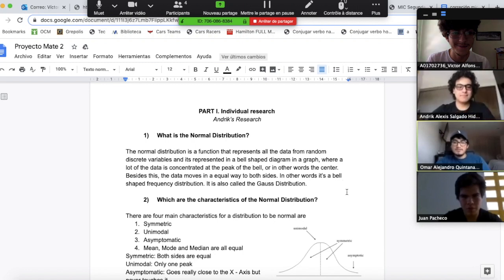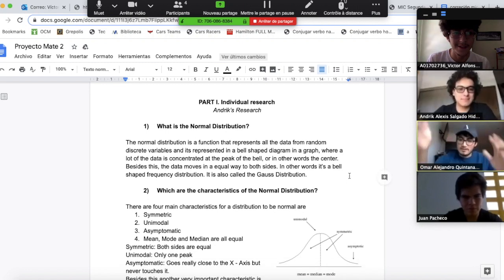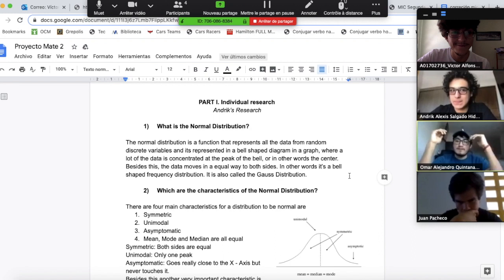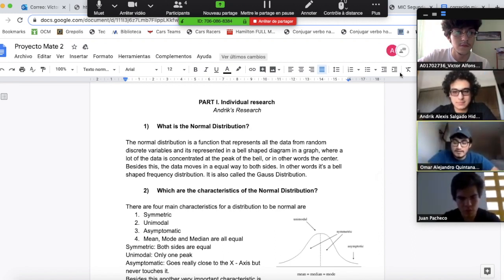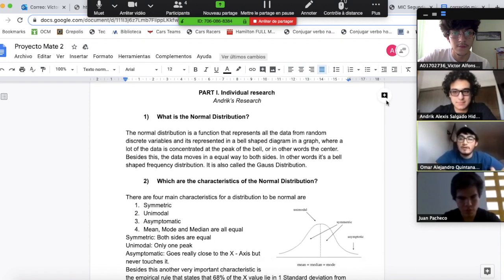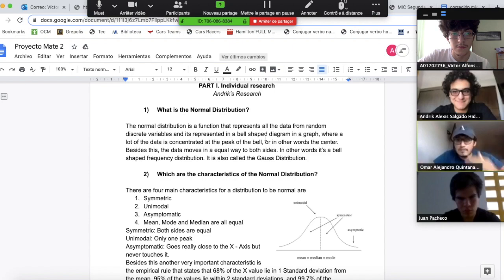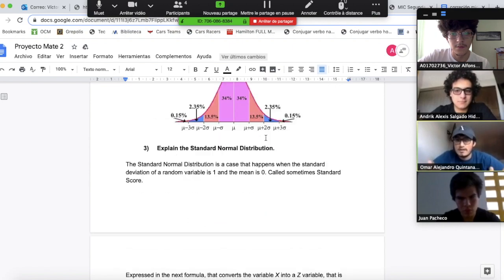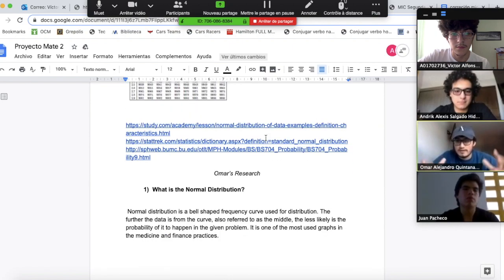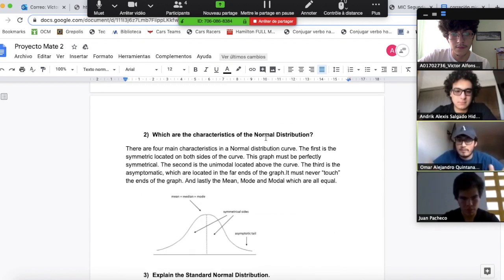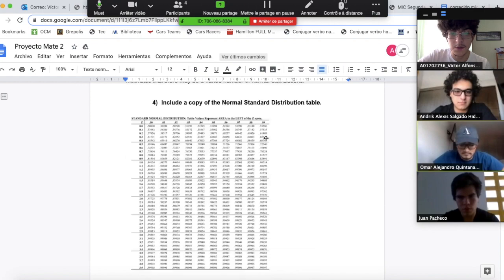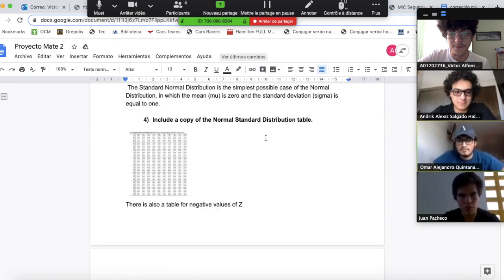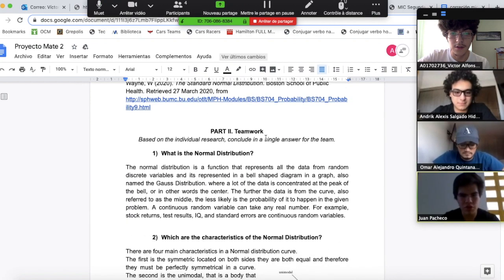Okay, so the most important part of doing a project, or even researching anything that's valuable, is that everybody has to do his or her own individual research. What does this mean? Everybody has to look up different definitions, so then we can all get together on one definition and understand the project better. That is correct. Now Pacheco will explain the normal distribution.